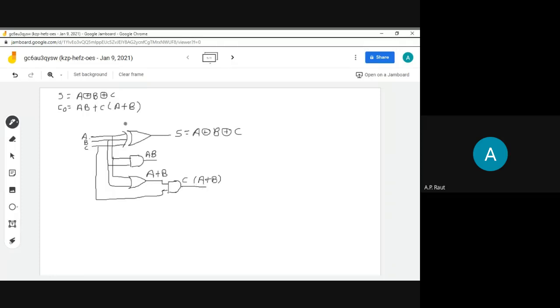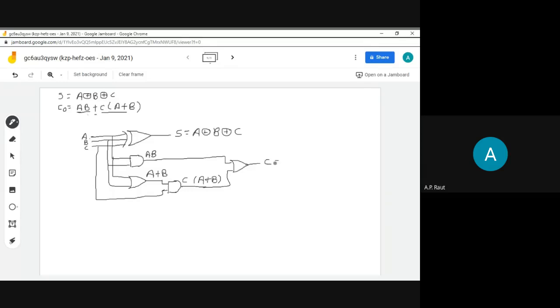And the last is A plus B, and C into A plus B. Both gates are drawn: A plus B and C into A plus B. Both the equations will be joined using the plus symbol. First input is A plus B, second input is C into A plus B. And both will be joined using which gate? OR gate. So we draw the OR gate.